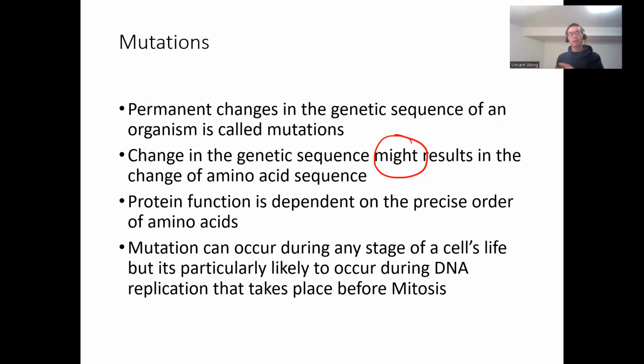You could pass it on if it happens in the gametes. But if you acquire a mutation that is in your bodily cells, in your somatic cells, these are cells that are not sperm and egg, then only you will experience the effect. It cannot be passed on to future generations.